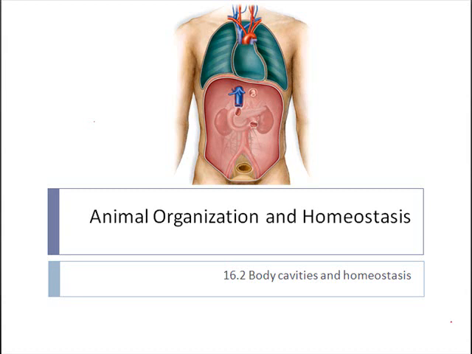We're going to switch gears now and talk a little bit about some of the different body cavities that are found in humans and about a process called homeostasis, which is a critical concept to understanding how the body functions. And it's a concept that we'll mention repeatedly in AMP 1 and 2.